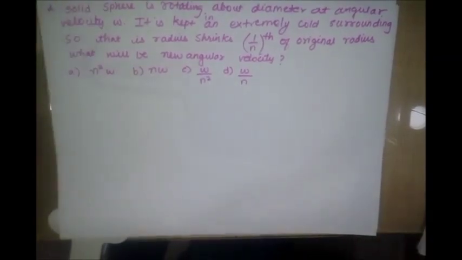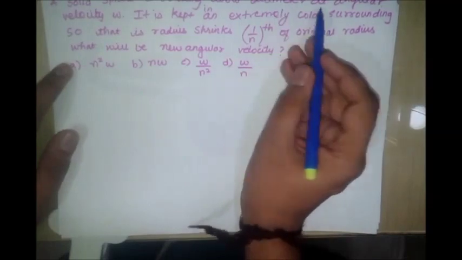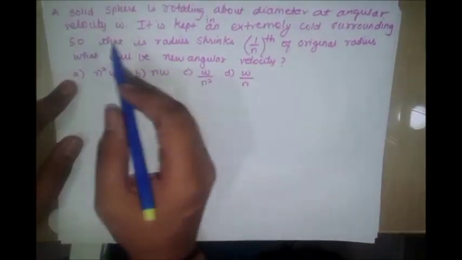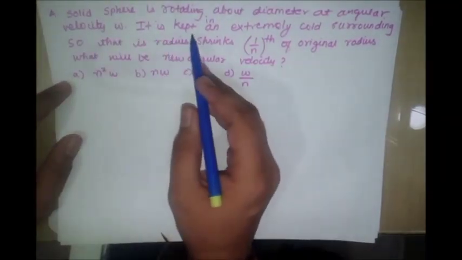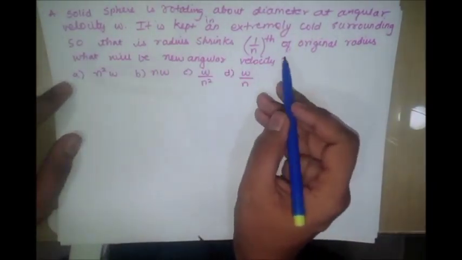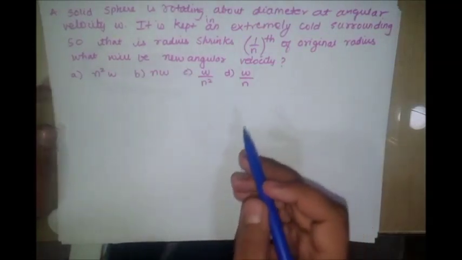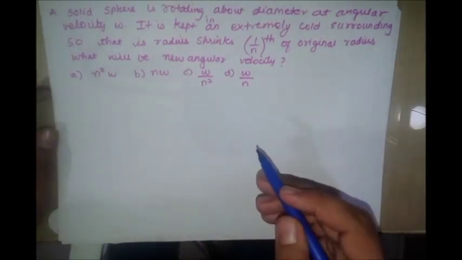A solid sphere is rotating about a diameter at angular velocity omega. It is kept in an extremely cold surrounding so that the radius shrinks to 1 by nth of the original radius. What will be the new angular velocity?